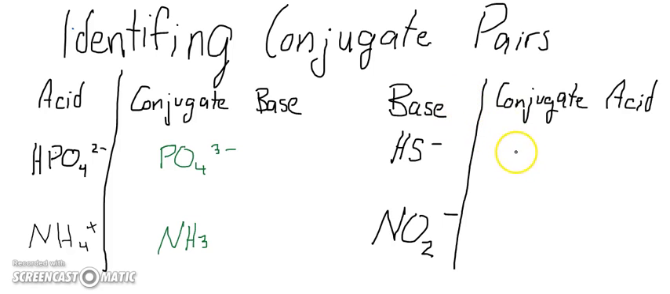When we have a base, we know that it is going to accept the H+, so our conjugate acid is going to be H2S, because in the reverse reaction it's going to donate an H+ to become HS-. And NO2- is going to become HNO2, because the conjugate acid is going to donate this H to become NO2- in the reverse reaction.